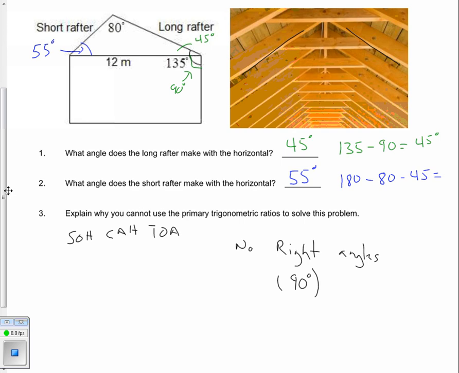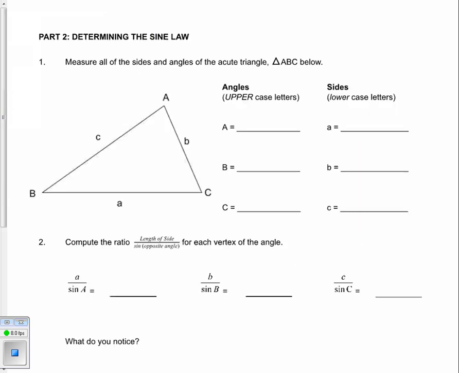Because none of the angles equal 90 degrees, we can't use the sine ratio, we can't use the cosine ratio, and we can't use the tangent ratio. Based on what we learned last unit, there's nothing that would allow us to solve for this particular triangle at the top. So that means we have to investigate a different way of using trigonometry to solve this problem. We're going to go through and determine the sine law.